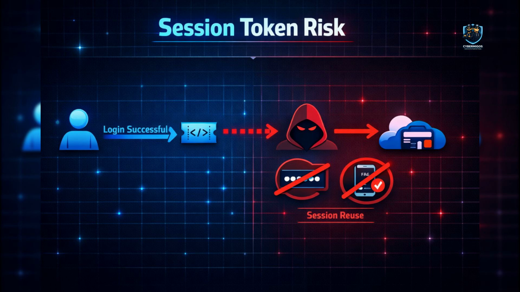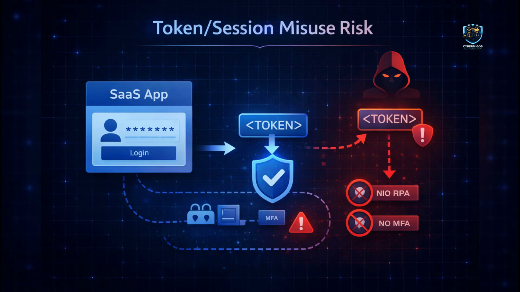In modern SaaS environments, access is session-based. After authentication, a token represents that session. The system trusts that token. If that token is intercepted or stolen, it can be reused. No password required, no MFA challenge. From the platform's perspective, the access is valid. This is why many SaaS attacks do not involve breaking authentication.